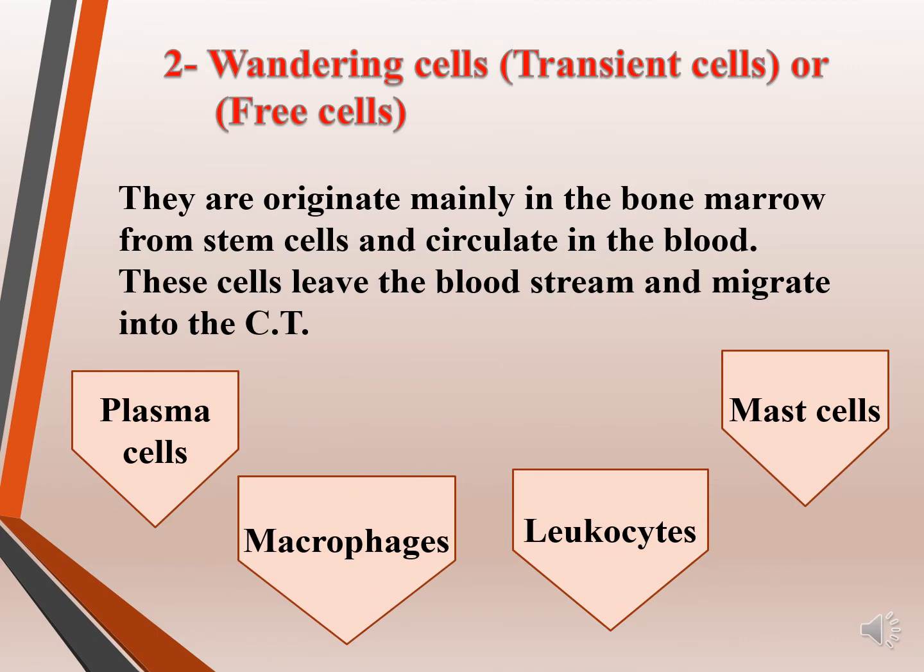The second group of cells is called wandering cells, or transit cells, or free cells. They originate mainly in the bone marrow from stem cells and circulate in the blood, then leave the bloodstream and migrate into the connective tissue. This group of cells includes plasma cells, macrophages, leukocytes and mast cells. These are the types of cells found in connective tissue.